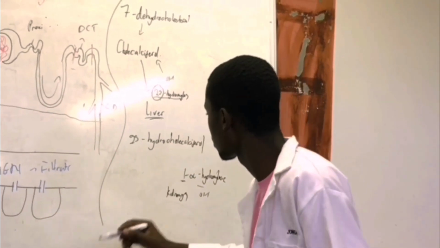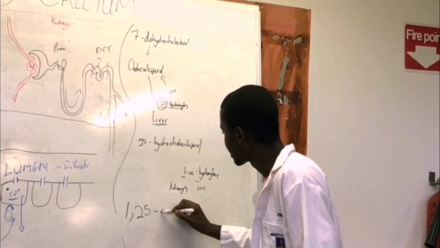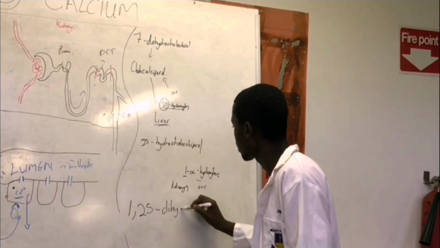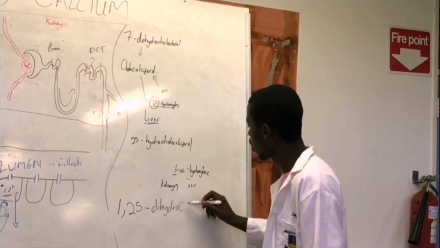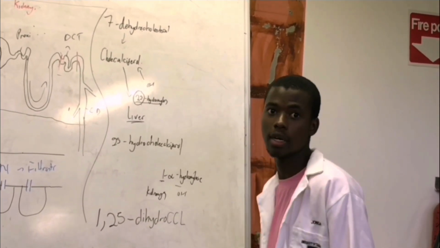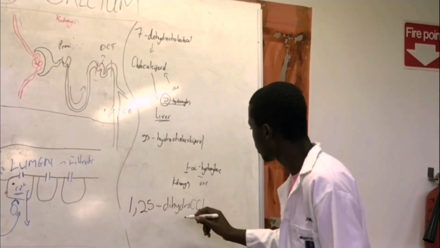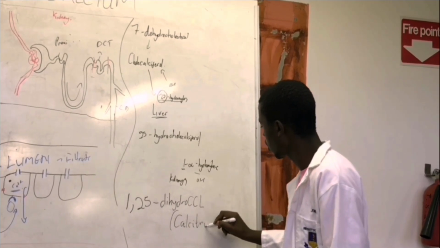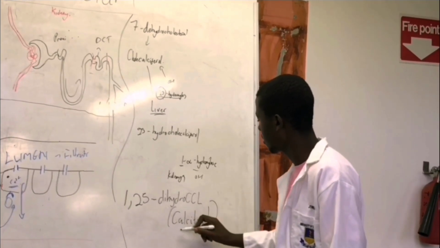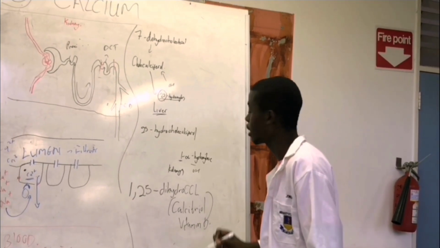It now becomes 1,25-dihydroxycholecalciferol, because now we have two hydroxyl groups. This 1,25-dihydroxycholecalciferol can also be known as calcitriol, or vitamin D. You can call it vitamin D.